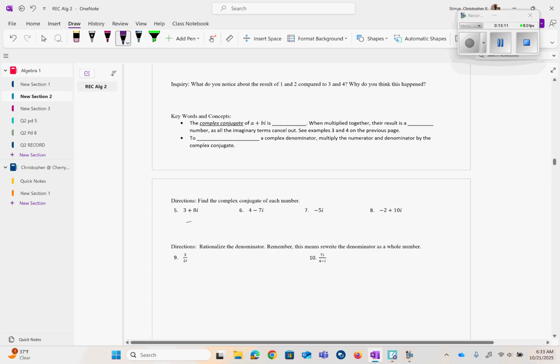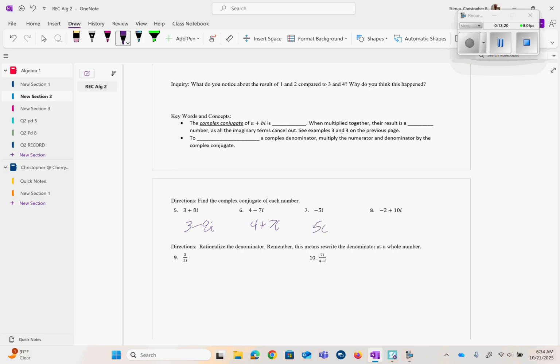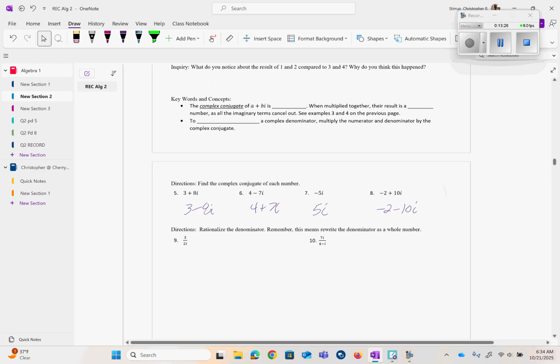So the complex conjugate is going to be 3 minus 8i. This one will be 4 plus 7i. So remember, a conjugate is one sign different. This will give me 5i. This is going to give me negative 2 minus 10i, and we're done.